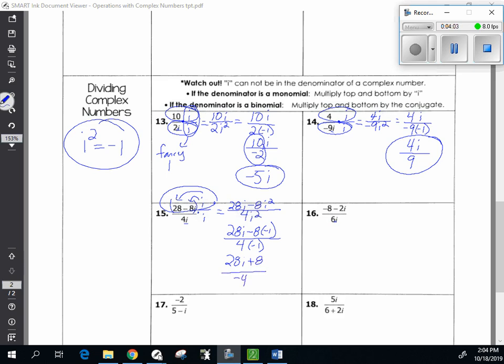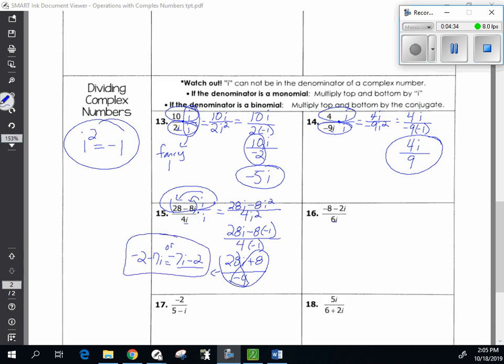Now what you notice is I told you to ask yourself, does 4 go into 28? Does 4 go into 8? Yes. So you can divide each part. What I end up with is -4 goes into 28, -7i times. -4 goes into 8, -2 times. So that can be your answer. If you want to write it properly, it should be -2 minus 7i. But I would accept either of these answers.